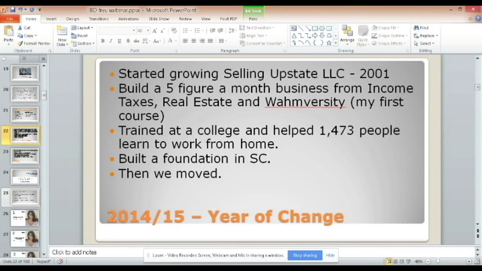So I started to grow Selling Upstate in '01. I built a 5-figure a month business from income tax, real estate, and University, which was the first course that I created to teach other people how to work from home. I trained at a college and helped 1,500 people learn to work from home. I built the foundation in South Carolina. I had started to build my life back up. And then we moved.